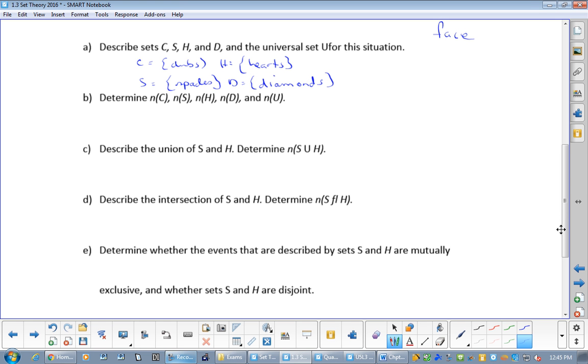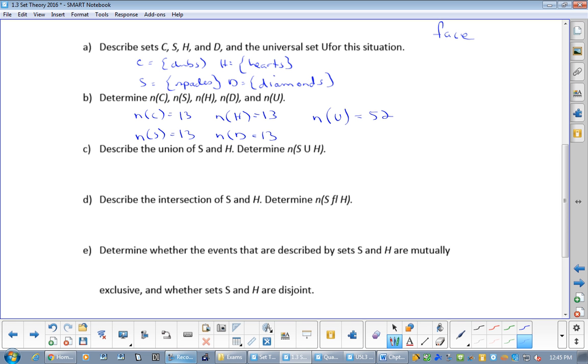Okay, determine N of C, S, H, D, and N of U. Now we're not asking for C itself. Remember what NC means. It means the number of clubs is 13. The number of spades is 13. The number of hearts is 13. The number of diamonds is 13. NU is my universal set. That's your deck of cards. That'll be 52, and we're not including jokers.